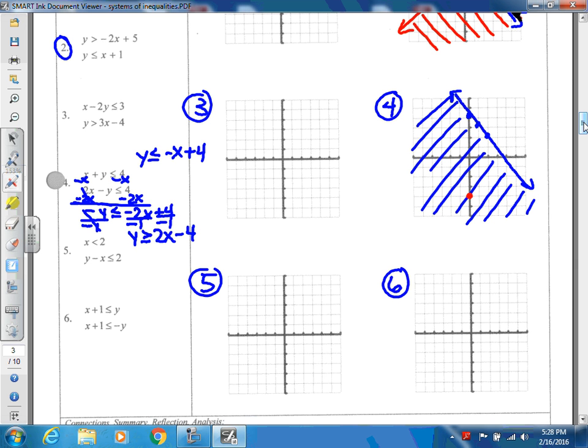And it has a slope of positive 2, so that's up 2, right 1, up 2, right 1. And it is also solid, so you draw another solid line. And this time we want to shade greater than, so that would be on the top side.